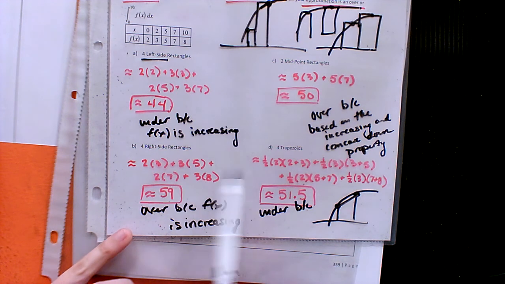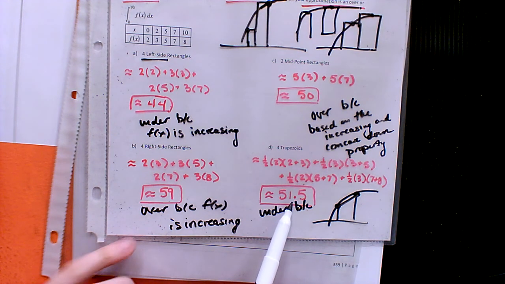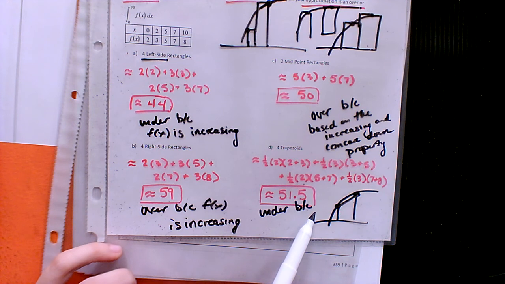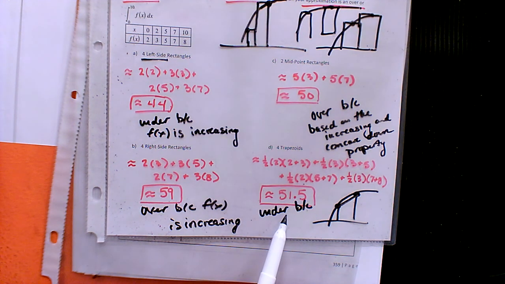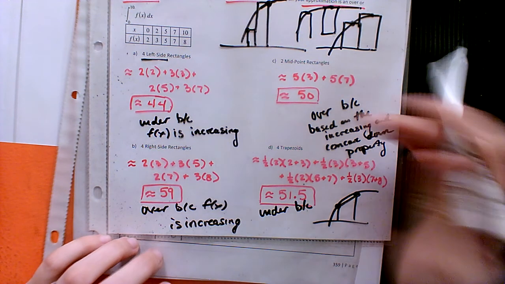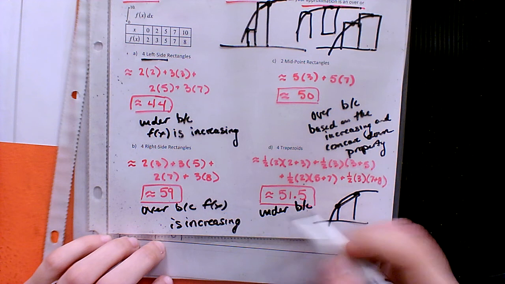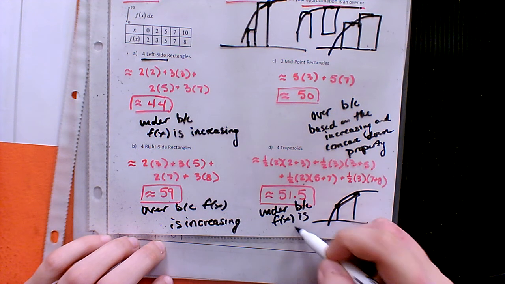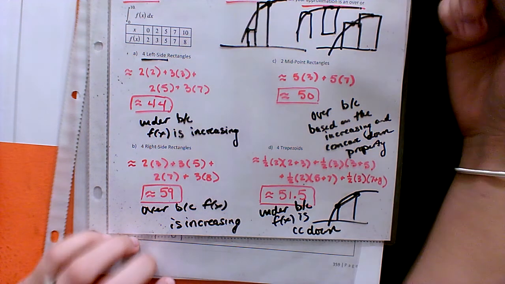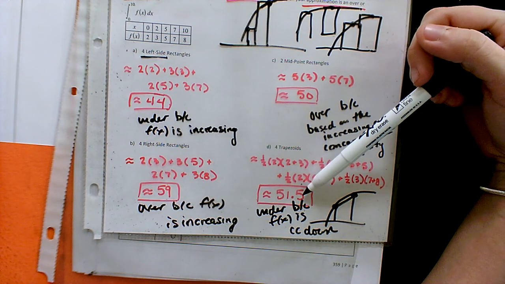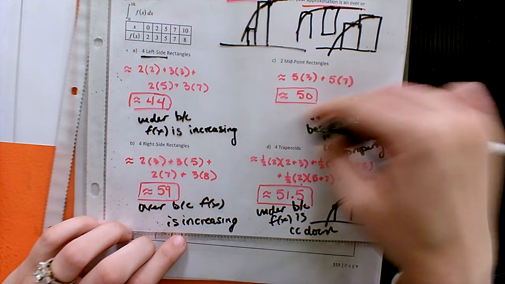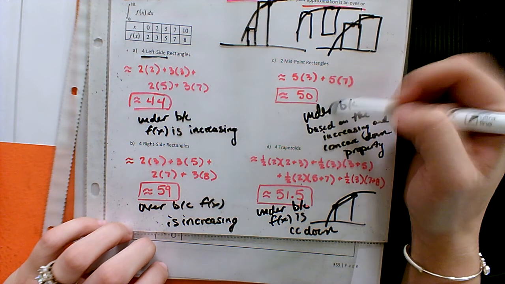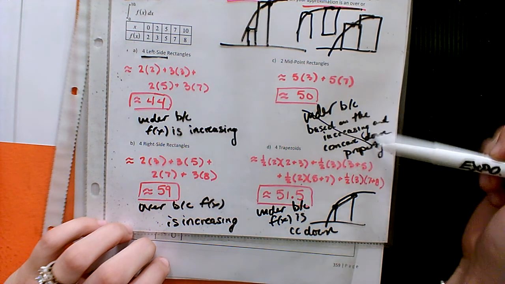If D was under, wouldn't C have to be under because C is less than D? Probably. So it's under, because f of x is concave down. So if this is under, it would have to be more than this. So then this would have to be an underestimate as well. Okay. So under. Maybe we'll just cross that off.